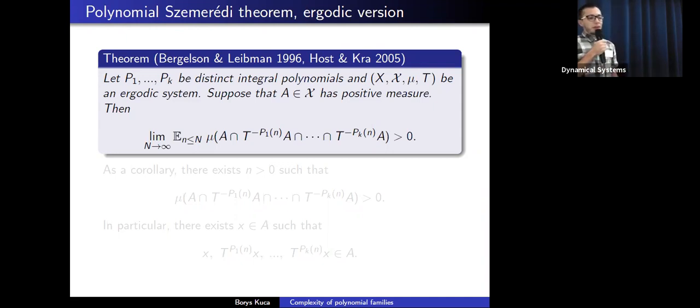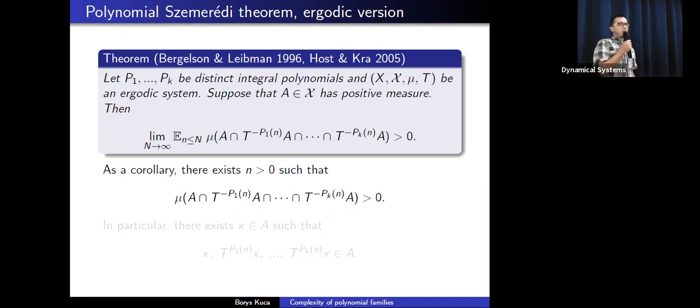If I have distinct integral polynomials, an ergodic system, and the set A of positive measure, then the following limit exists and is positive. I'm quoting here both Bergelson and Leibman and Host-Kra, because in the original result of Bergelson and Leibman, it was only shown that the limit is positive. And it was only in 2005 when Host-Kra showed that the sequence actually converges, so that the limit becomes the limit.